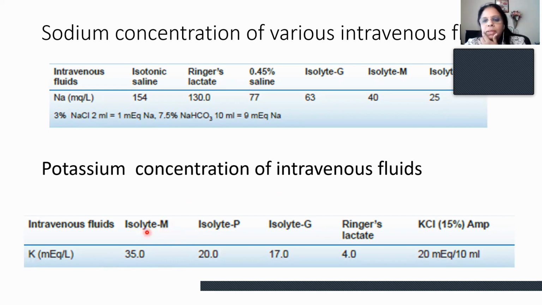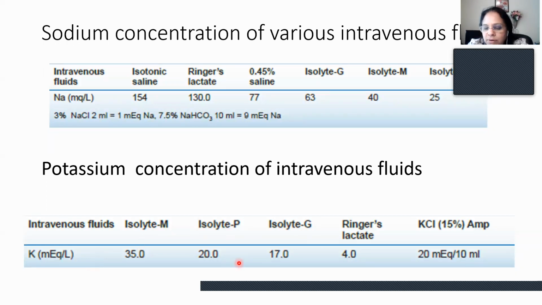There are, as I told you, new balanced solutions coming now. Say Ringer's lactate has this. You're seeing my cursor, right? Shehan, are you seeing my cursor here? Yes. So Ringer's lactate has 4. And we have these solutions, Isolyte M, Isolyte P, Isolyte G. Now we will be getting these fluids. Actually, we have Isolyte M already. So we have a lot of solutions like this, Isolyte M, P, G, things like that.